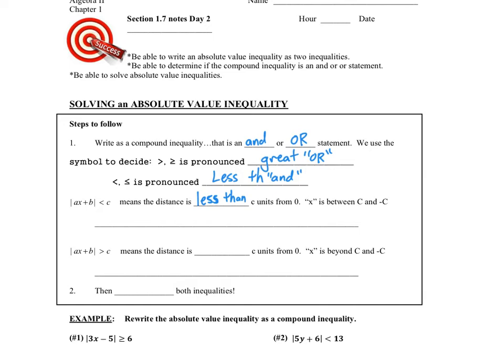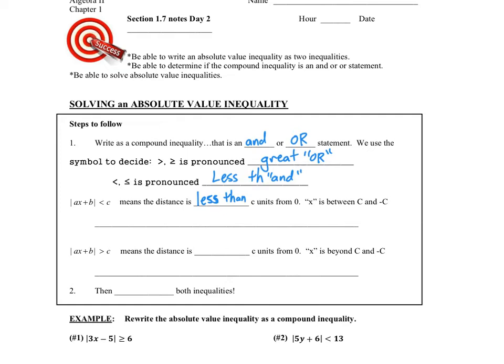All right, 1.7 day 2 kind of extends on from what we covered in that first section where we do absolute values with equal signs. This is absolute value inequalities. So in absolute value inequalities, we write as a compound inequality as an and or an or statement. And we use the symbol to decide which statement it is.